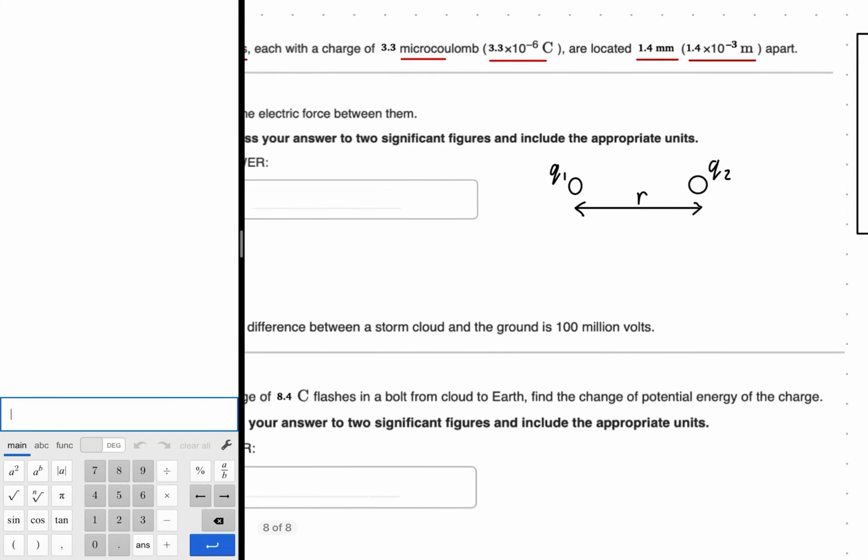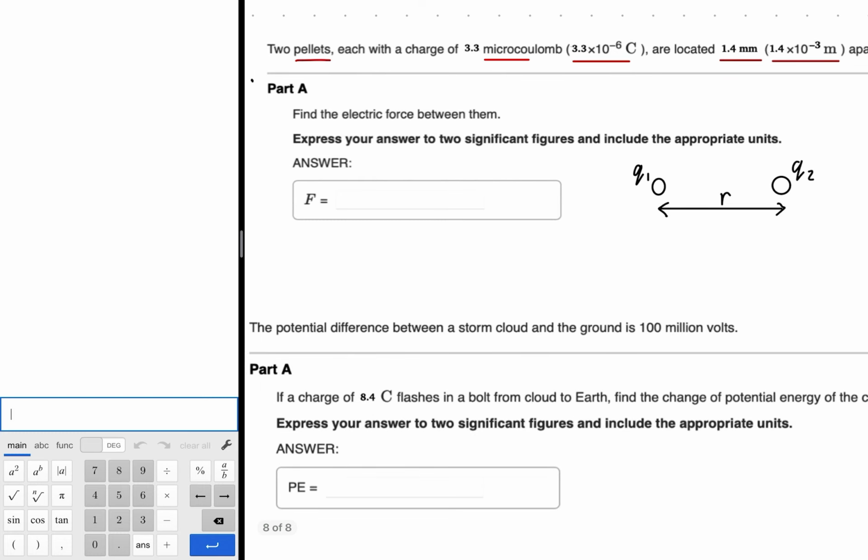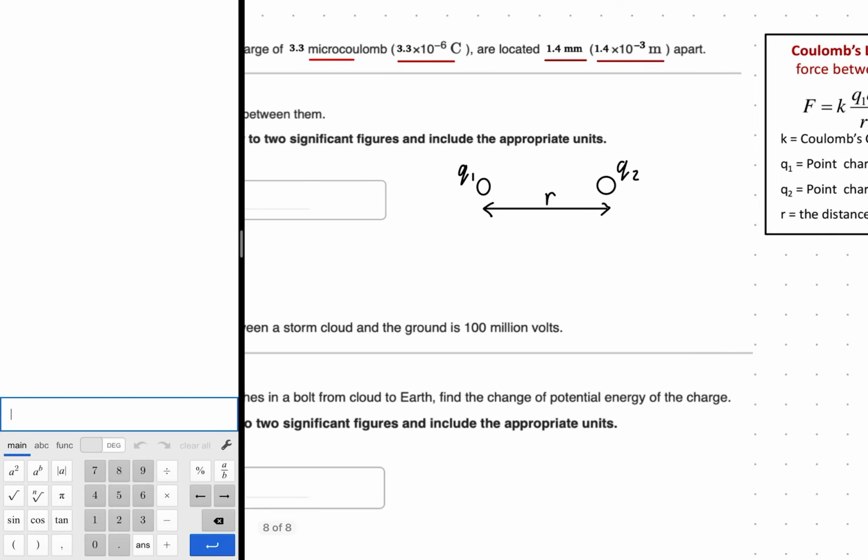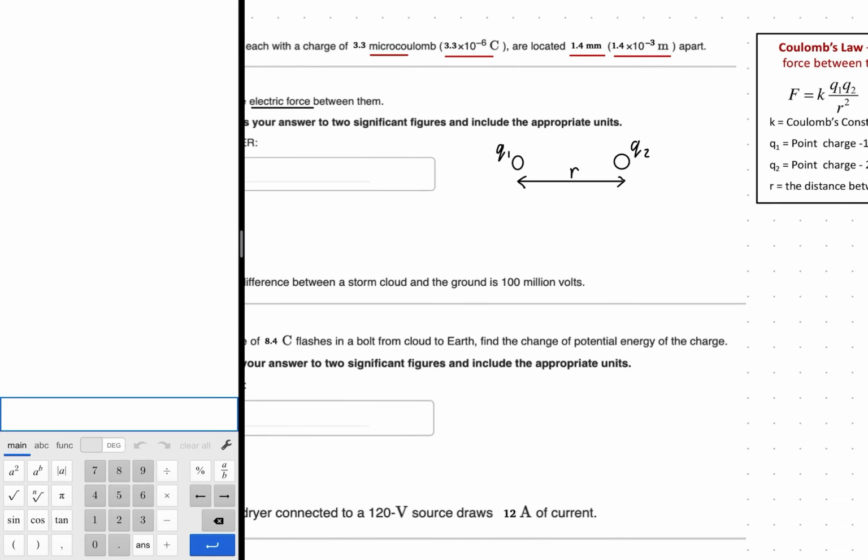Okay? And what are we asked to find? We're asked to find the electric force, which you may sometimes see labeled as the electrostatic force, but the name here is interchangeable: electric force, electrostatic force. All right? And that's going to be what comes directly out of Coulomb's law.